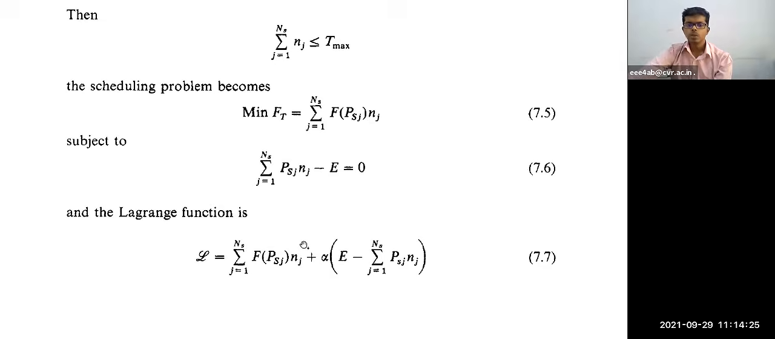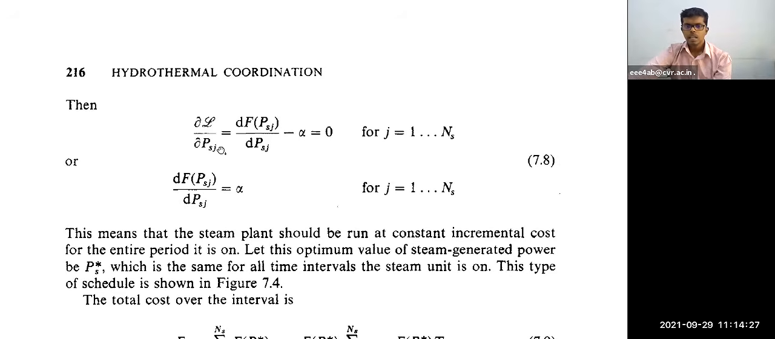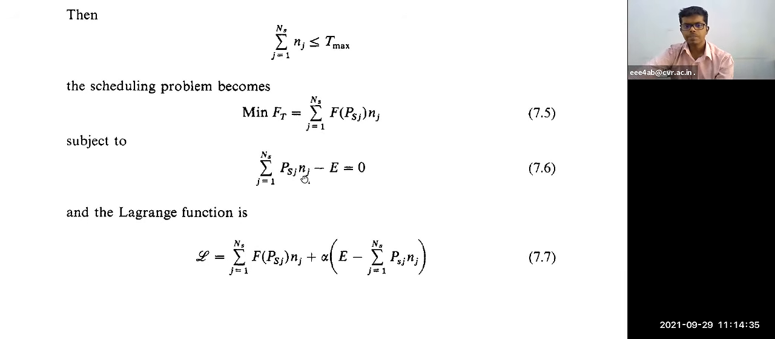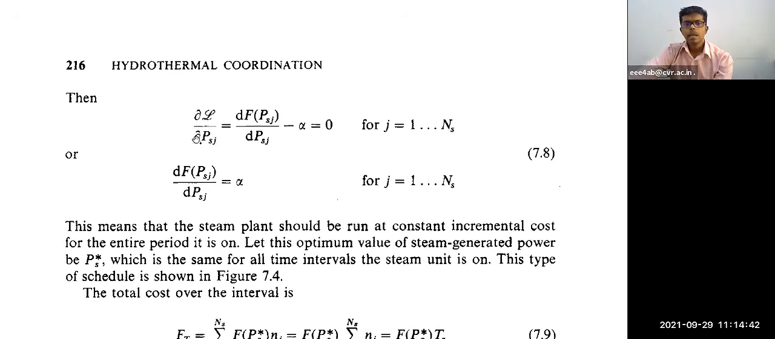And we need to solve this Lagrange's function. So we need to differentiate it and equate it to 0, because we need to find out the small change with respect to power generation in the steam power plant.